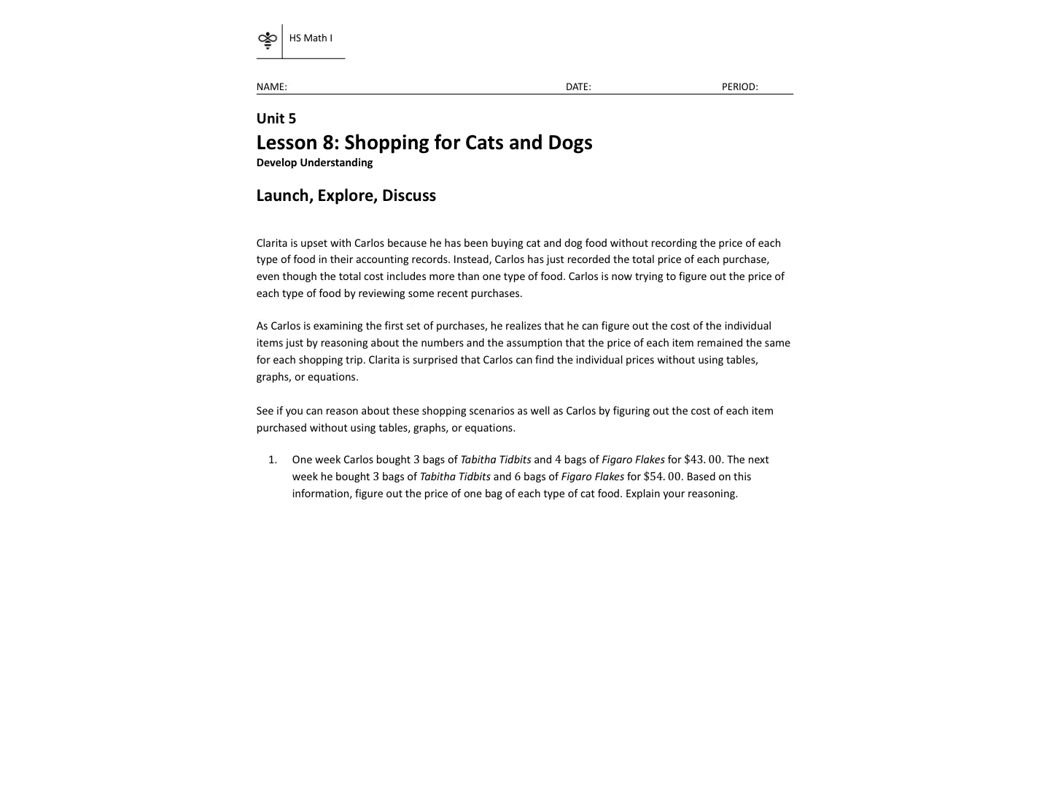As he's reviewing his first set of purchases, he realizes that he can figure out the cost of individual items just by reasoning about the numbers and the assumption that the price of each item remains the same for each shopping trip. Clarita is surprised that Carlos can find these individual prices without using tables, graphs, or equations. So we are going to help Carlos reason about his purchases in order to figure out how much each item costs. We're not going to use tables, graphs, or equations. We're just going to draw out the situation and reason about it.